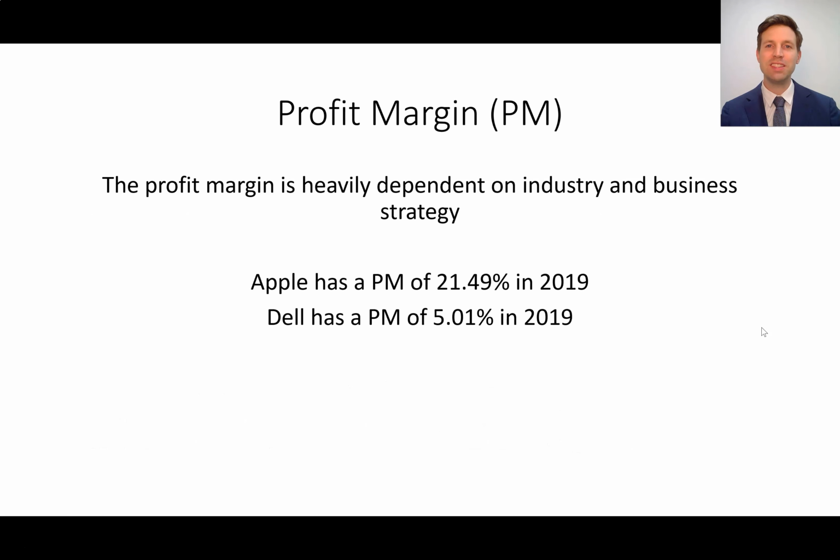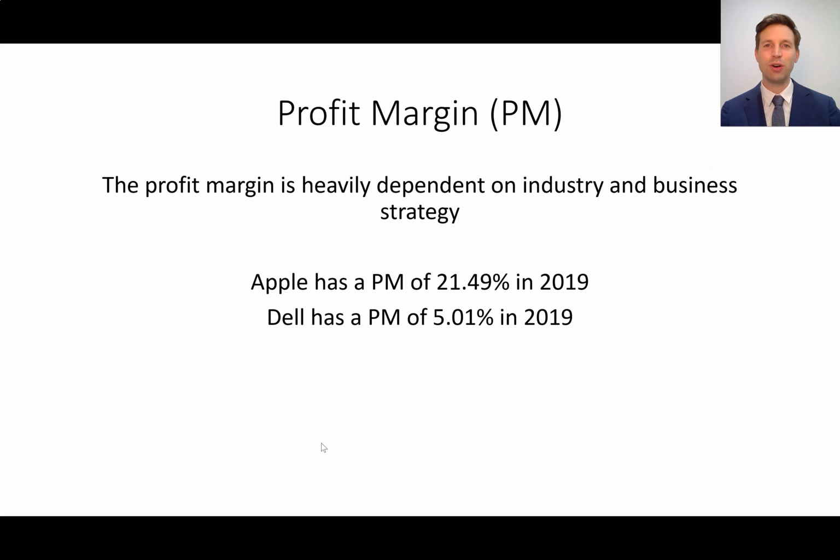The profit margin is heavily dependent on the business's strategy and the industry it operates in. For example, Apple have a profit margin of 21.49%, while Dell have a profit margin of only 5%. Both businesses operate in the IT industry, selling hardware. However, they have very different business strategies. Apple is a differentiated product, high profit margins, very high-end products, whereas Dell make much lower quality products, but they focus on quick turnover, low prices, and a cost leadership strategy. So it shows up in their profit margin.